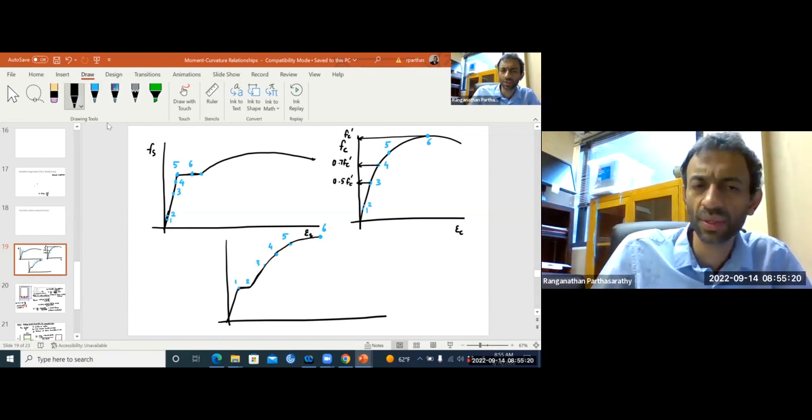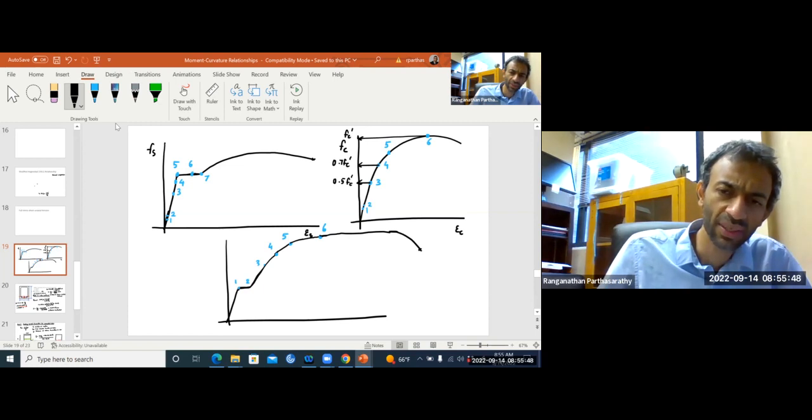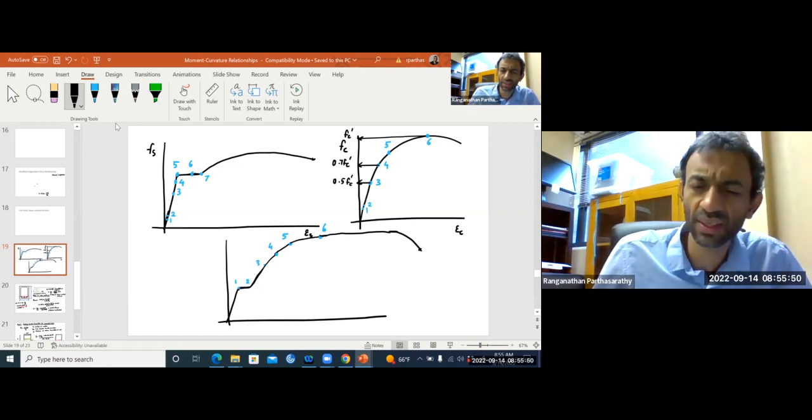Now, let's call this point 7. So from here, concrete is losing the strength, but the steel is hardening. So we may go something like that. And then finally, your steel will rupture, your steel will break. So that may be quite far, okay? So we are going to calculate, hopefully today, I don't know if we can do all of it, but we are going to do at least till point 5.